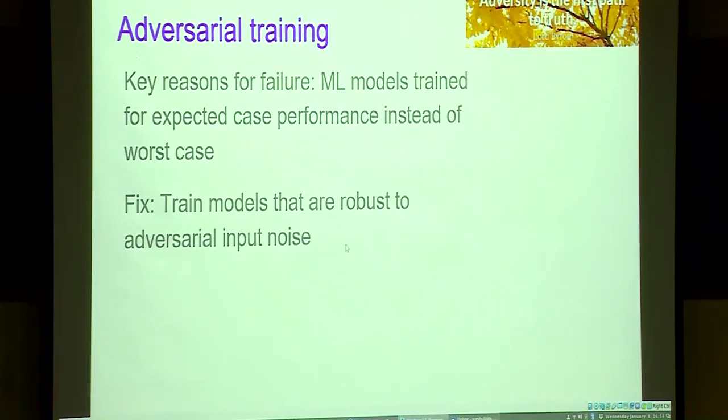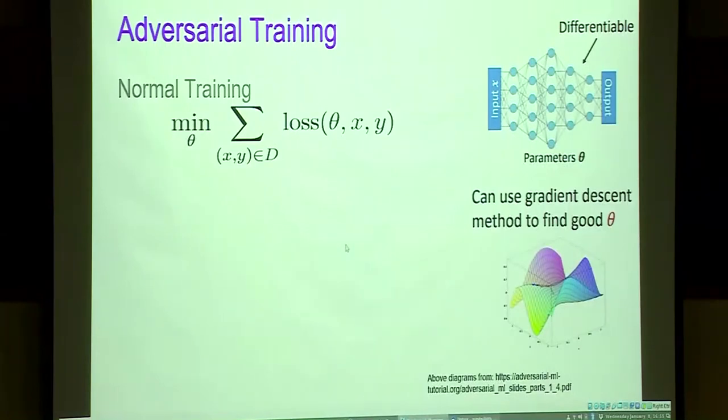So the main idea behind models which try to brace themselves for handling adversarial examples is what they call adversarial training. They go on the premise that the key reason for failure of the so-called brittle ML models is that they are trained for expected case performance instead of worst case performance. So their fix is to train the model so that it is robust to these worst case inputs. So what do you call a worst case input? A worst case input is where the input has been perturbed by a noise which gives rise to a new input which looks the same to humans but which causes a machine to change its prediction. So their solution is to train for such worst case inputs.